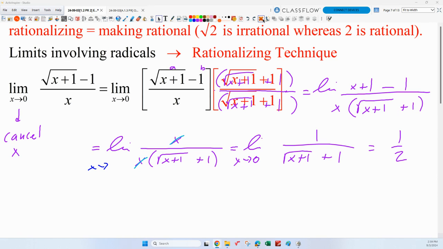For your notes, I'll just get rid of all that stuff. Okay, that's called a rationalizing technique. Why is it a rationalizing technique? Because when we multiplied the top by its conjugate, we ended up with a rational expression, not an irrational expression. Now we don't have numbers stuck inside square roots. Okay? Get it? Okay? I believe you.